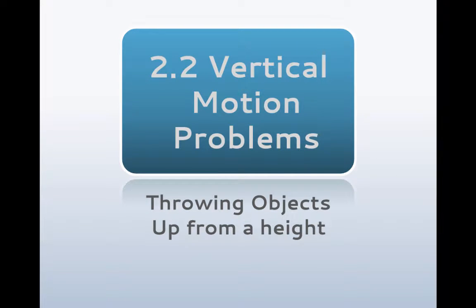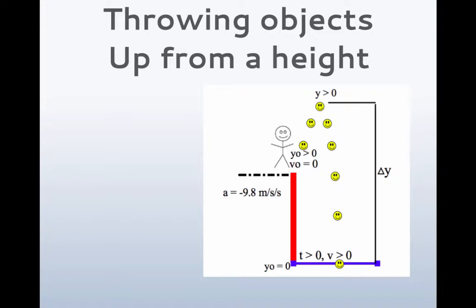Hi, welcome to Physics 2.2 Vertical Motion Problems. These are throwing objects up from a height. Now, when you throw objects up from a height, several things do have to change.